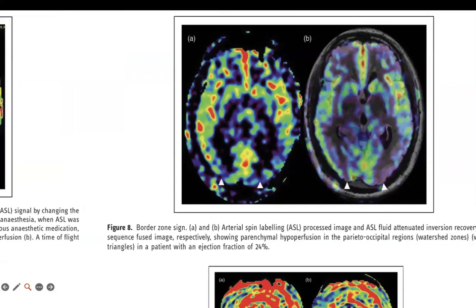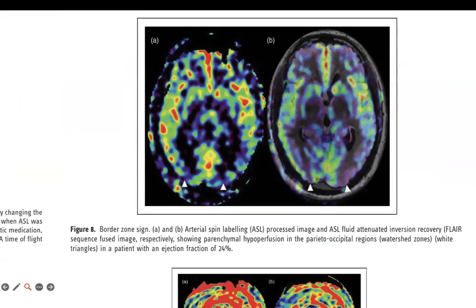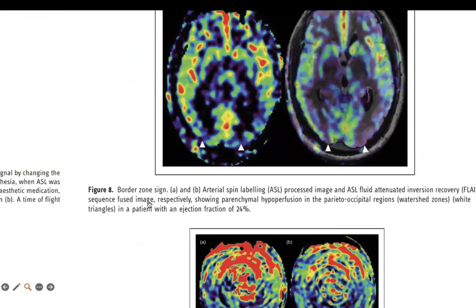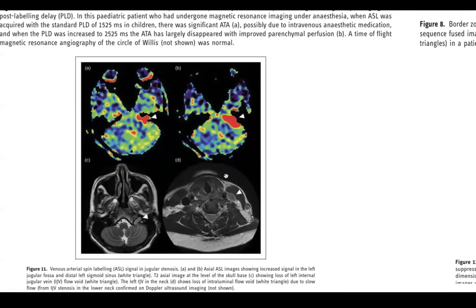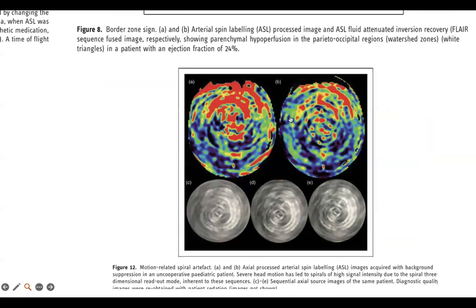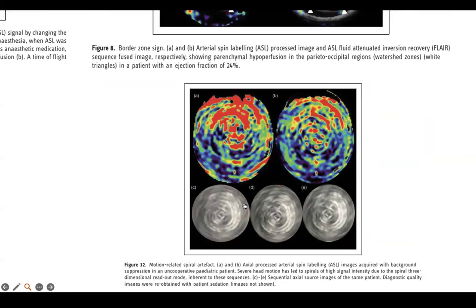And this is the border zone sign, where this patient had an ejection fraction of 24% and a reduced cardiac output. So blood in the border zone areas will take more time to reach, and it is showing as a perfusion deficit in this area, showing as border zone sign. And this is venous labeling, which is showing in this area. This is because of labeling venous blood. And this is a motion related spiral artifact. If the patient moves, it can create artifacts like this.